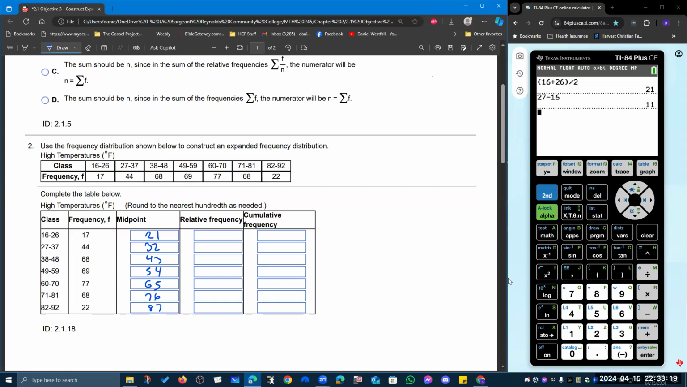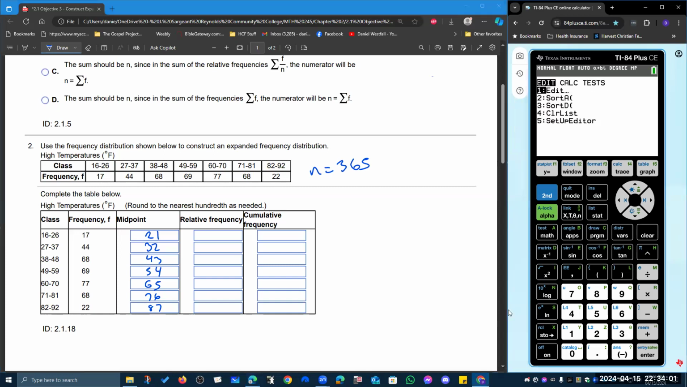Relative frequency, we're going to divide f by n. Let's go ahead and find n. 17 plus 44 plus 68 plus 69 plus 77 plus 68 plus 22. And we probably would have guessed this. This is 365 because that's the days in the year, and we've recorded high temperatures for each day, even though they didn't tell us that specifically. So we're going to take each of these numbers here and divide them by 365.